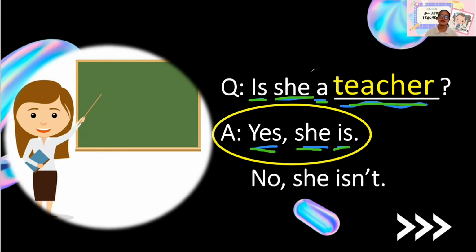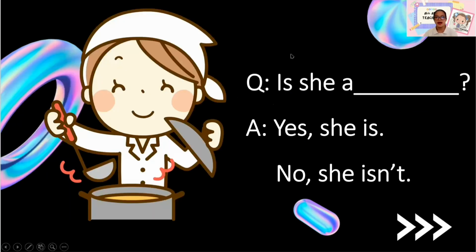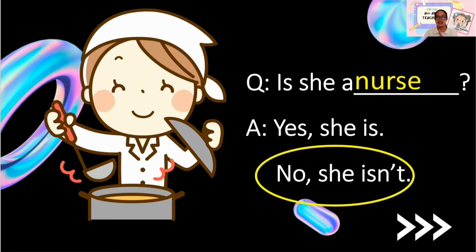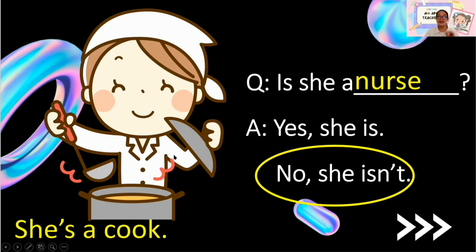All right, so let's proceed with our next picture. How about this one? Well, the question of Teacher JV will be, is she a nurse? What do you think is the answer? Yes or no? Very good. No, she isn't. Everybody, is she a nurse? Perfect. Why? Who do you think she is? Very good. She is a cook.